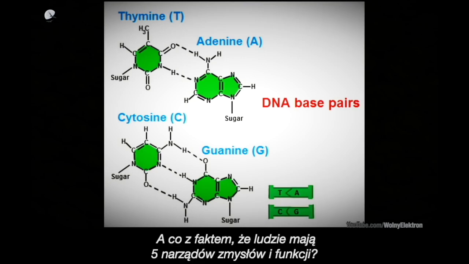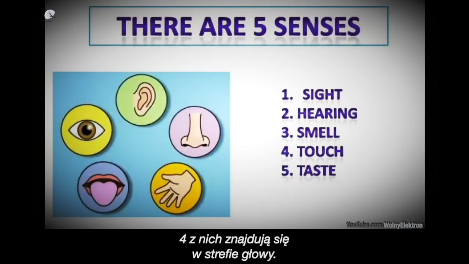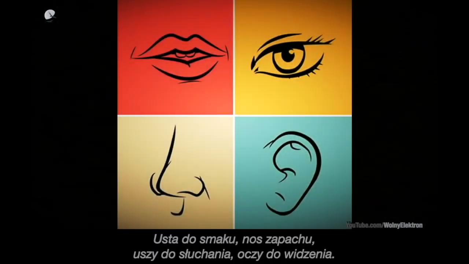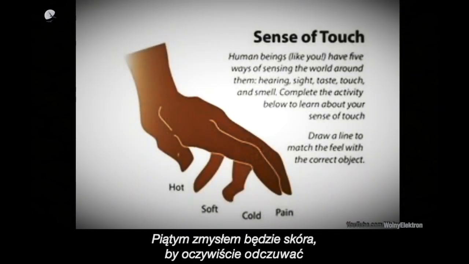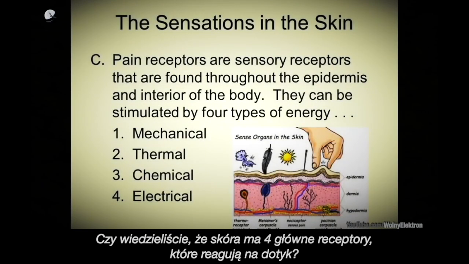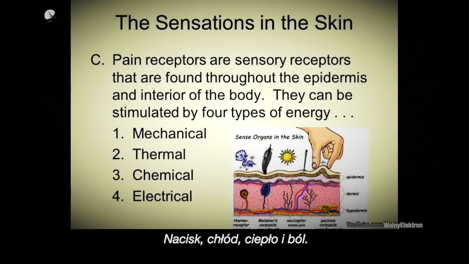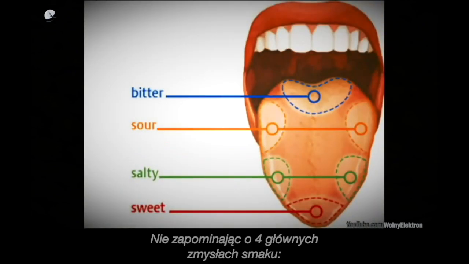What about the fact that humans have 5 sensory organs and functions, 4 of them localized to the head area: mouth to taste, nose to smell, ears for hearing, eyes for vision, the 5th sense being skin to feel, of course. But get this, did you know our skin has 4 main receptors that respond to touch, pressure, cold, heat and pain? Not forgetting the 4 main senses of taste: sweet, sour, salty and bitter.